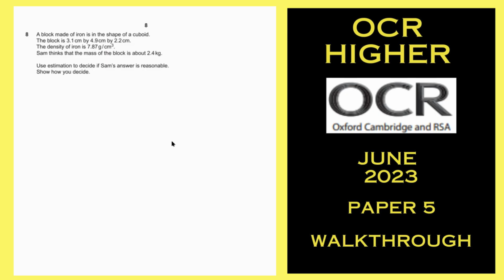Number 8. As soon as I see the word block, my brain just goes to: is this a surface area question or is this a volume question? And as soon as it mentions density, I know it's going to be a volume question. Density, mass, volume, D, M, V. Start thinking about it. Use estimation. Okay, the block is 3 centimetres by 5 centimetres by 2 centimetres. It's 30.